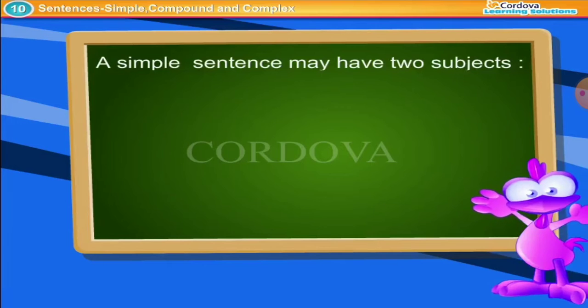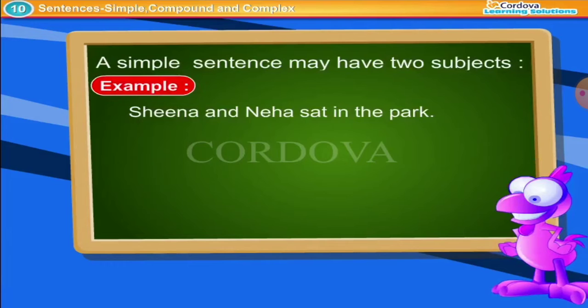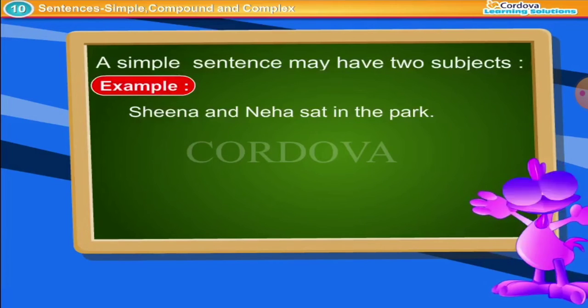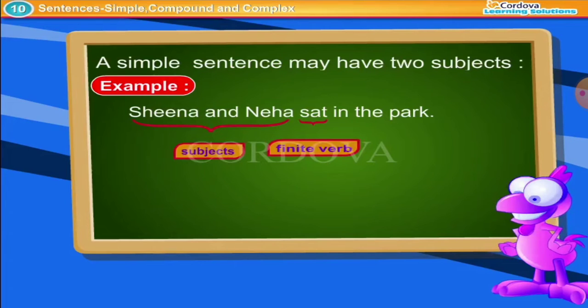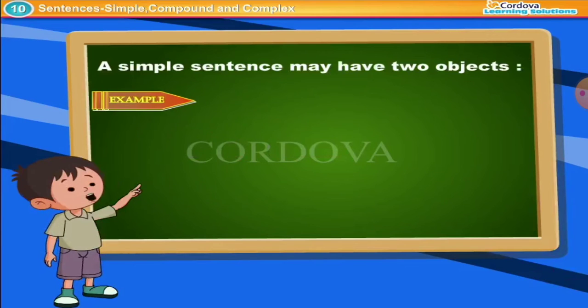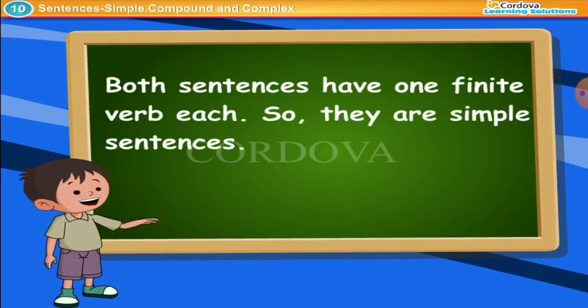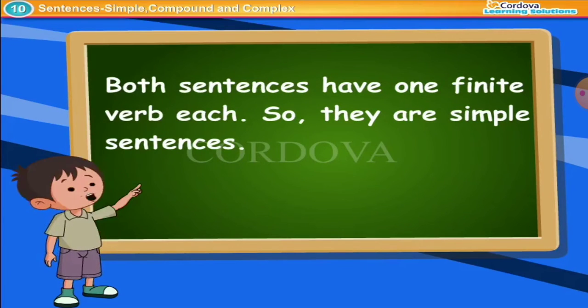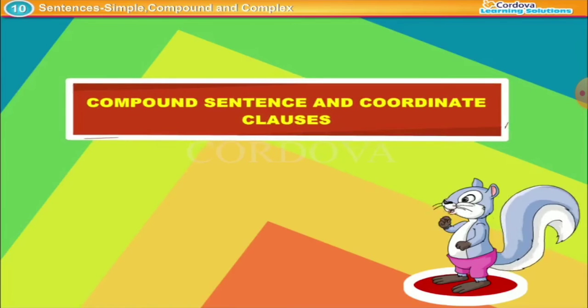A simple sentence may have two subjects. Examples: Sheena and Neha sat in the park. Subjects, finite verb. A simple sentence may have two objects. Example: Sheena saw a squirrel and a sparrow. Finite verb. Objects. Both sentences have one finite verb each, so they are simple sentences.